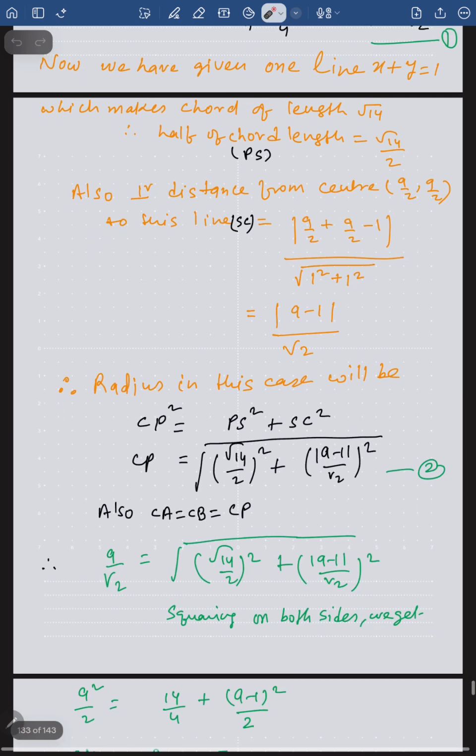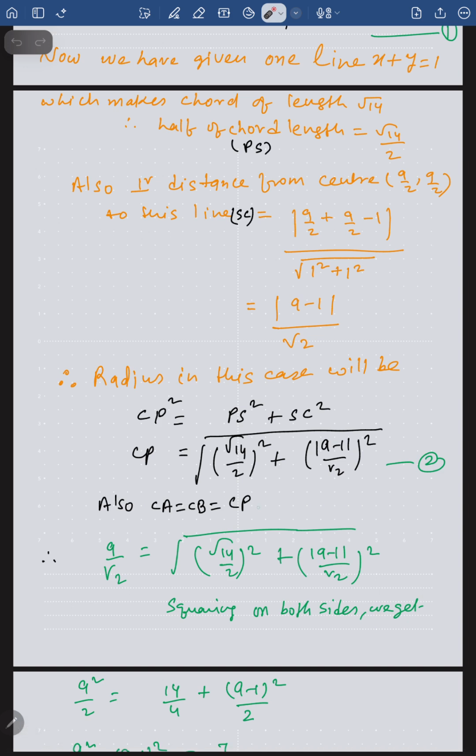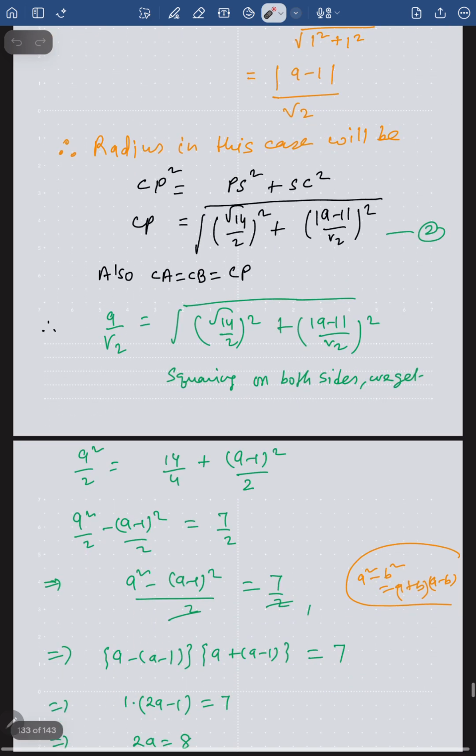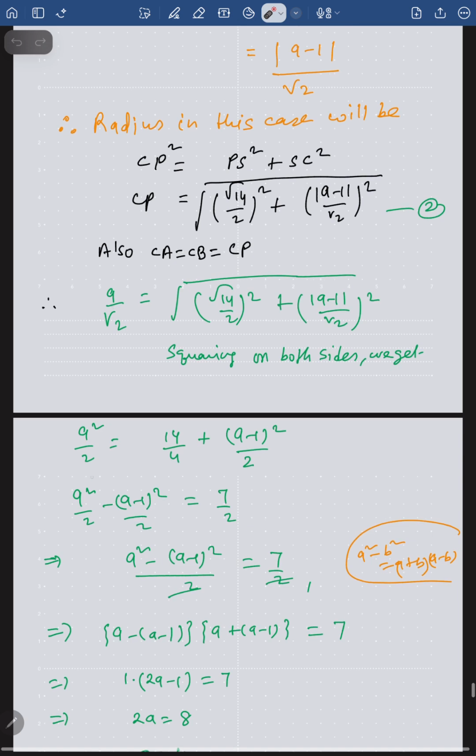So CA equals CB equals CP. This you know, and previously we got a upon root 2 as the radius. Using equations 1 and 2, we will equate these, and if you solve this, you will get the required answer. Squaring on both sides, a square upon 2 equals 14 upon 4 plus a minus 1 whole square upon 2. This will come to this side, so with a minus sign. If we take 2 common as LCM, the 2 gets cancelled.